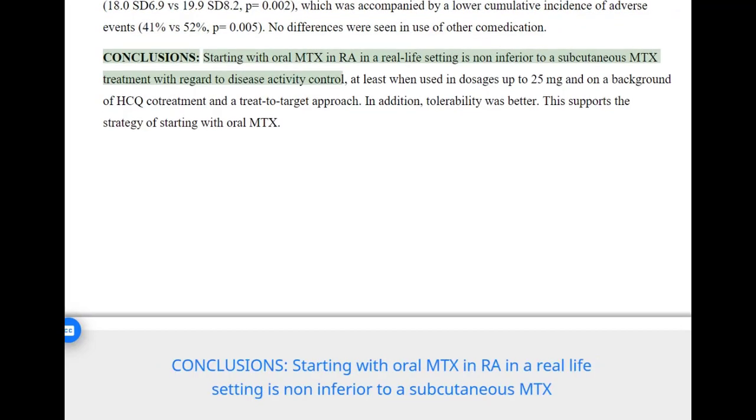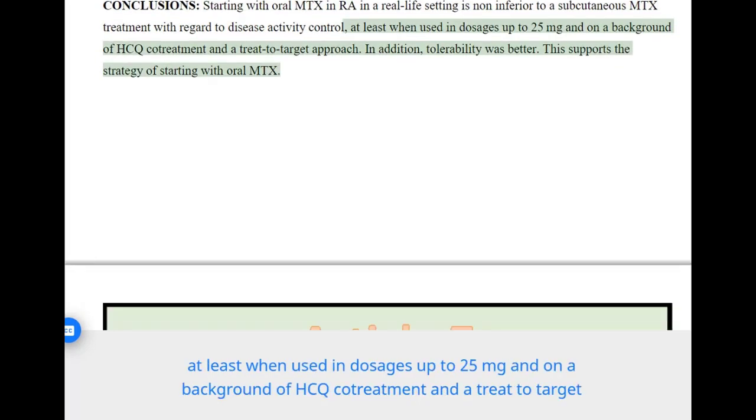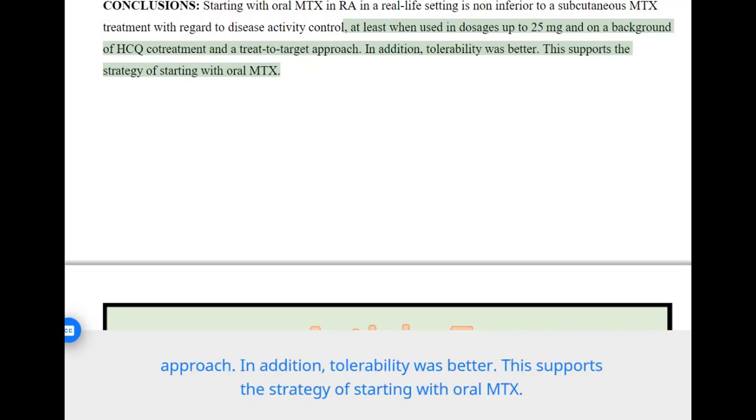Conclusions: starting with oral MTX in RA in a real-life setting is non-inferior to a subcutaneous MTX treatment with regard to disease activity control, at least when used in dosages up to 25 mg and on a background of HCQ co-treatment and a treat-to-target approach. In addition, tolerability was better. This supports the strategy of starting with oral MTX.